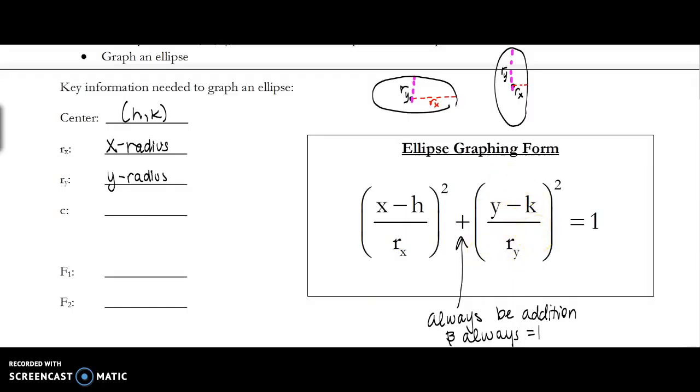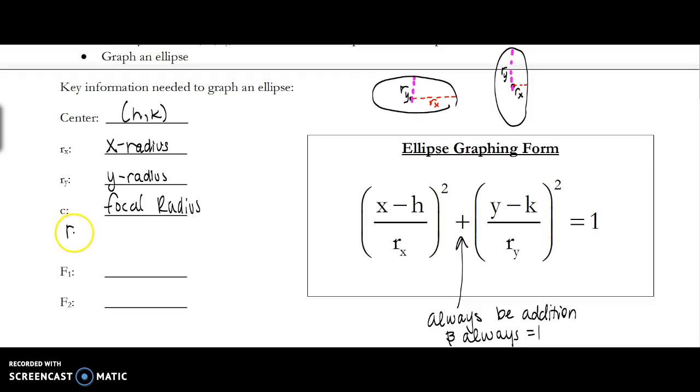The c is very similar to the Pythagorean theorem, and what this is called is the focal radius. Okay, the focal radius is found two different ways. It really is different based on which radius is bigger.